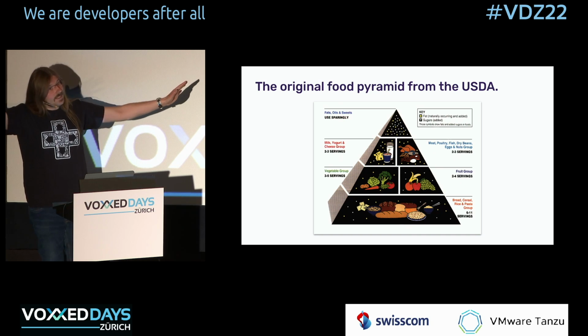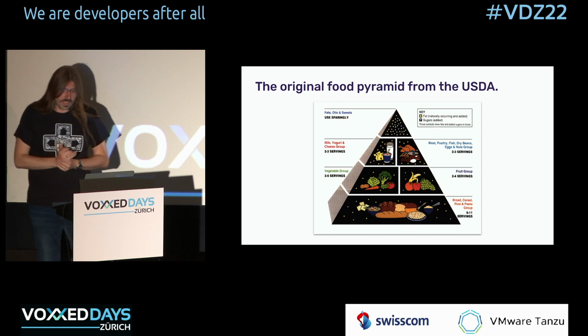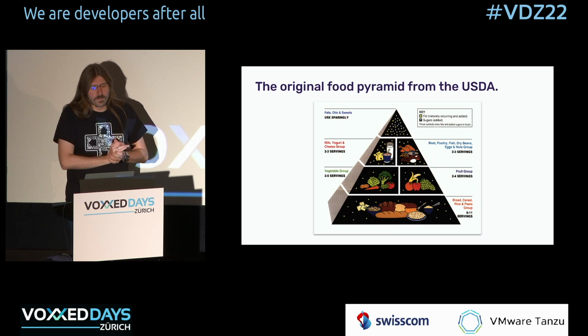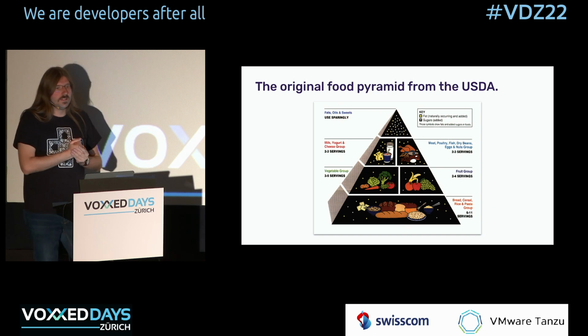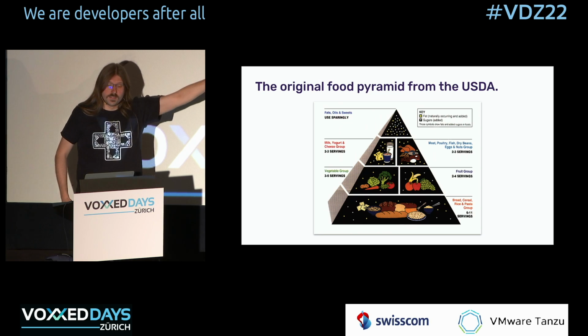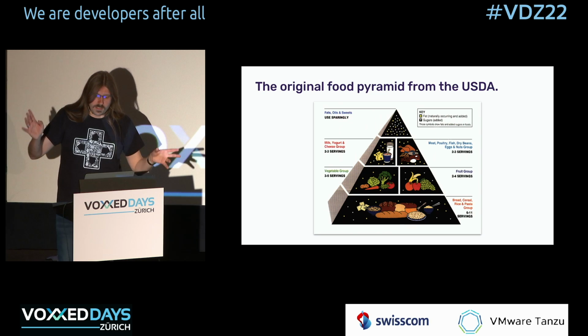When we talk about testing, we also always have the testing pyramid in mind. And when I looked a little bit into the origin of the testing pyramid, there are some indications that the origin might be the food pyramid. Here, this is the original food pyramid from the United States Department of Agriculture.